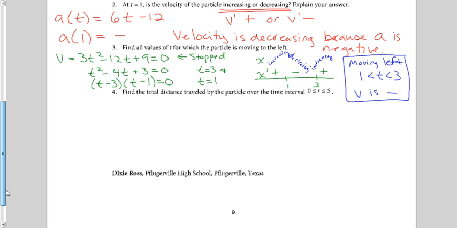Number 4 is, okay, find the total distance traveled by the particle in a time interval from 0 to 5. And guess what I want you to do? Yes, you are right. I want you to finish off this worksheet by doing number 4. So please pause the video now and complete the last problem. No, really. Do the last problem.